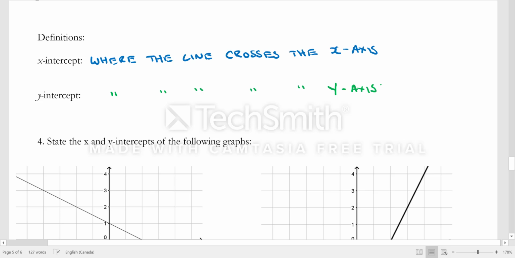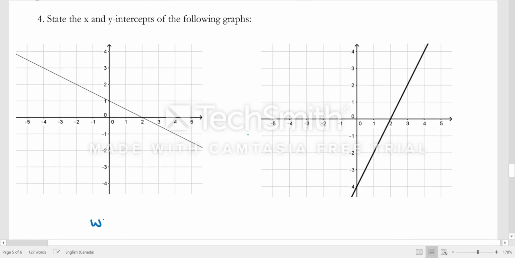You're just identifying the coordinates of where the x-intercept is. Okay, so depending on how we decide to write these, I'll give you two options. State the x and y intercepts of the following. For the first one, I'm going to write it out like this. X-intercept equals 2. Y-intercept equals 1. The coordinates for the x-intercept would be (2, 0), and the coordinates for the y-intercept would be (0, 1). Okay, so that's stating both intercepts.